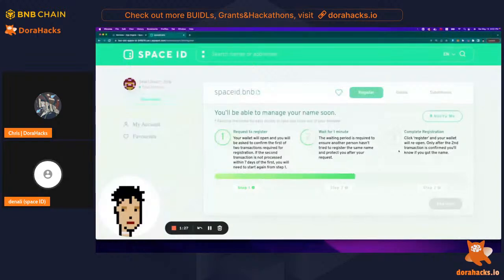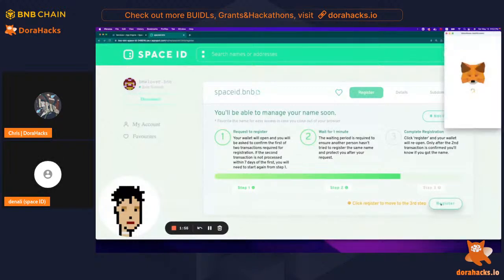The first step takes a long time, about 60 seconds, because the Ethereum blockchain has a slow block time and low TPS. We will talk about the optimization of this later in Space ID. And this is the second step of the registration process.